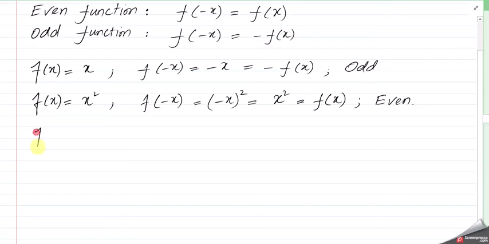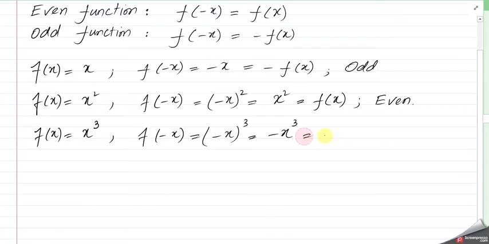Similarly, f of x equals x cubed. f of minus x is minus x whole cubed, the minus can come outside, and we can write minus of f of x. It means it is an odd function. Now you got the idea.